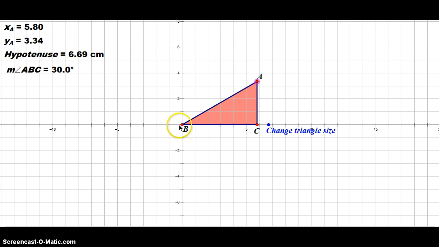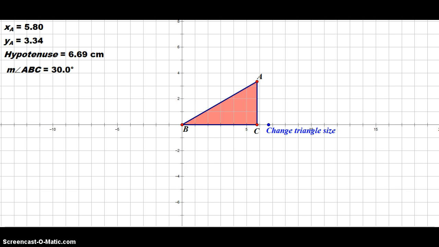So the adjacent this time is determined by side BC. Side BC is this horizontal distance, and that's the x-coordinate of point A. So how far over is point C from point B? That's the x distance for point A, which is right here, 5.80. So to determine the ratio of the adjacent over the hypotenuse, I will take the x-coordinate of point A and divide it by the hypotenuse.